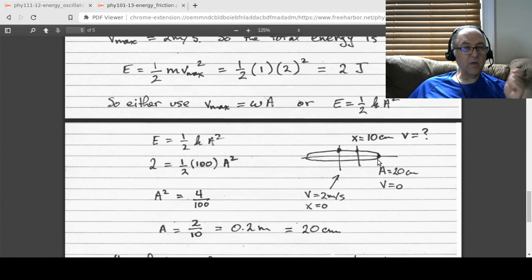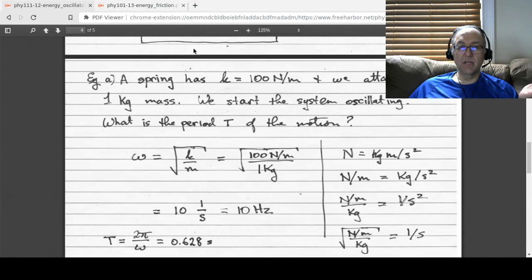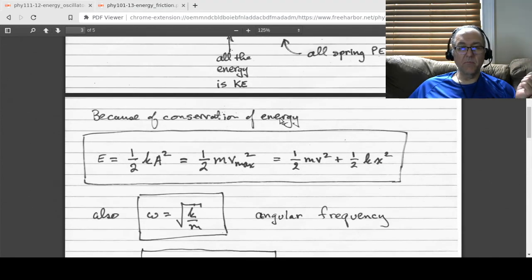But now I'm saying focus on a point which is 10 centimeters. It's not at equilibrium. It's not at maximum displacement. It's in the middle. Okay, so x is equal to 10 centimeters. What's the velocity there? And you go, well, how would I calculate that? All right, and that's where that third form comes in. Because if you take a look here, the third form has both velocity and x in it. If you know the total energy and you know v, then you can find x. Or if you know x, then you can find v using that form.